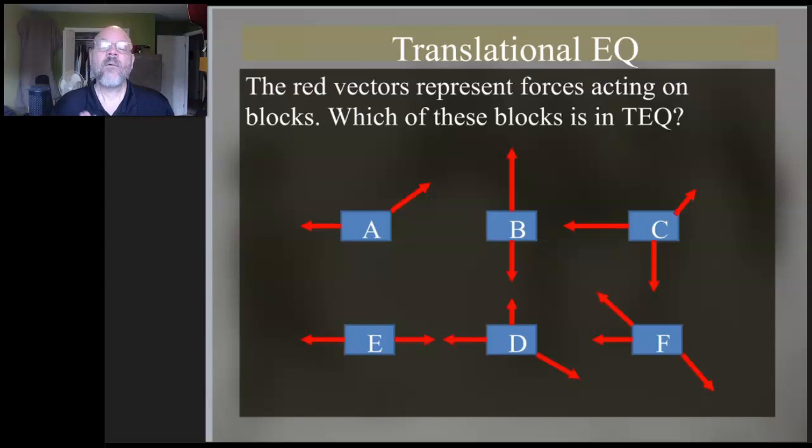So what I want you to do is pause the video, look at each one of these, A, B, C, D, E, and F, and try to figure out which ones might be in equilibrium and which ones are obviously not in equilibrium, okay? So give it a pause, see what your predictions are.